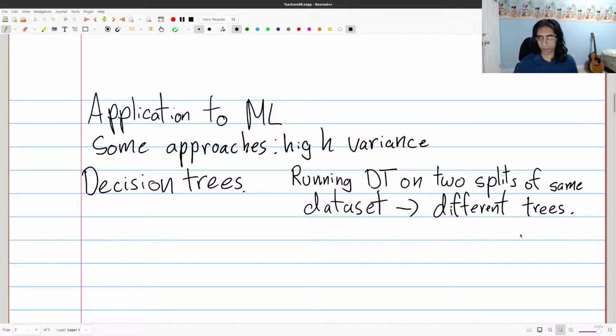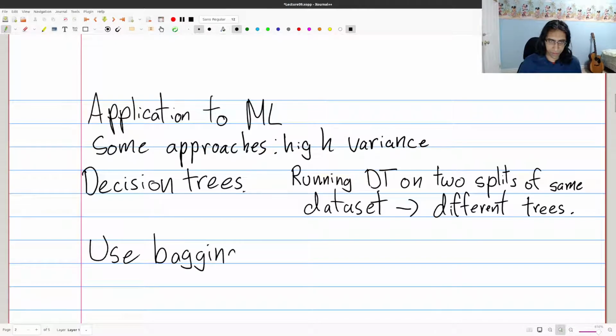You want this generalization property, and if you're getting different trees or different splits or you're getting different classifier algorithms when you run it on different splits of the same data set, this indicates that maybe it's a rather high variance type approach that leads to a lot of different results. So what we're going to do is we're going to use bootstrapping or bootstrap aggregating in order to reduce this variance here. So we're going to use bagging.